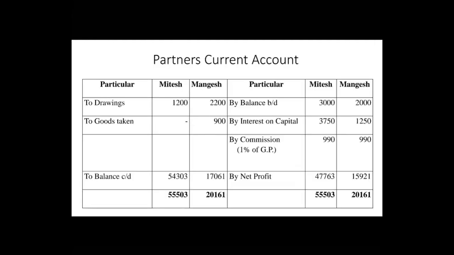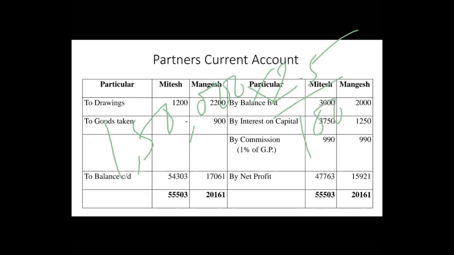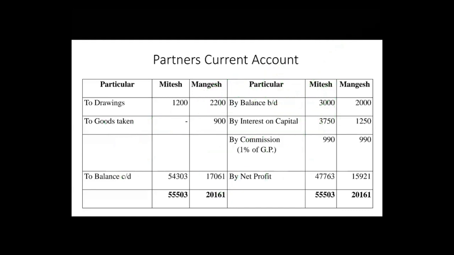So first we are going to find the interest on capital of Mitesh. How much is Mitesh's capital? It is 1,50,000. So 2.5% on 1,50,000. How much will 2.5% on 1,50,000 be? It will be 3,750. Okay, it is 3,750.